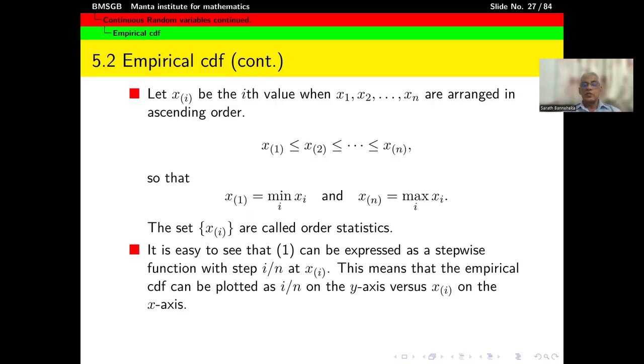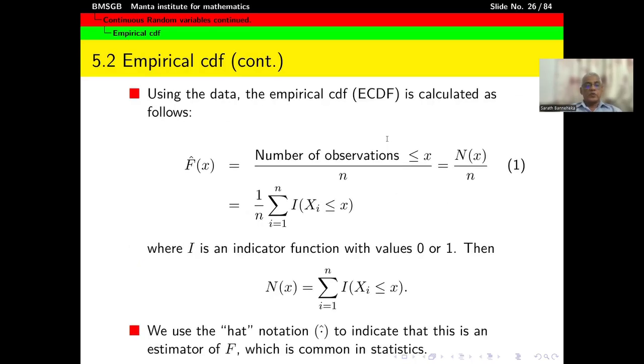Suppose you have observed values x1 up to xn, and you have put them in ascending order, and thereby found the order statistics: the first order statistic, second order statistic, third order statistic, and so on. The first order statistic, x within brackets 1 as a subscript, is the smallest observation, then the largest one, and in the middle there are other order statistics.